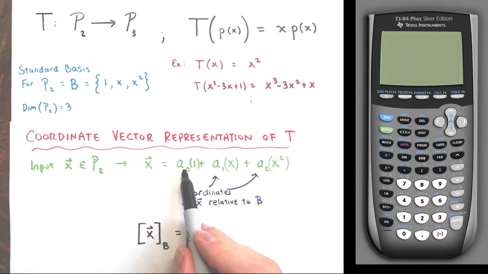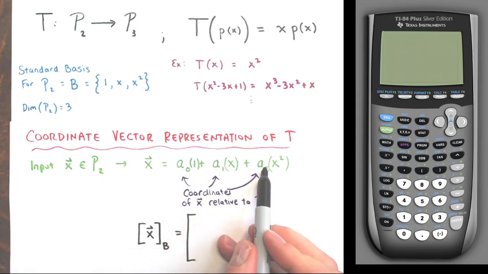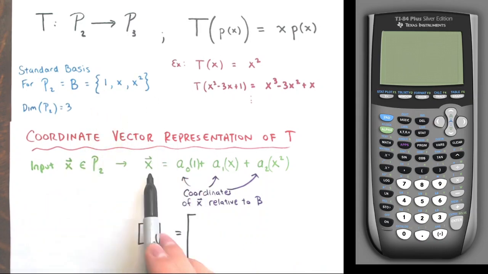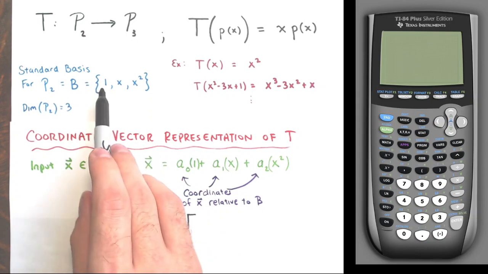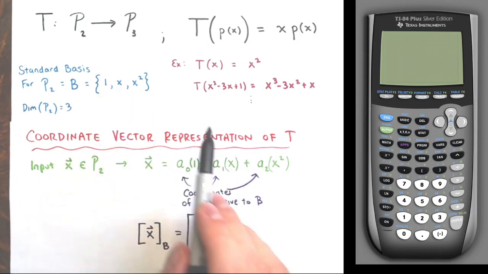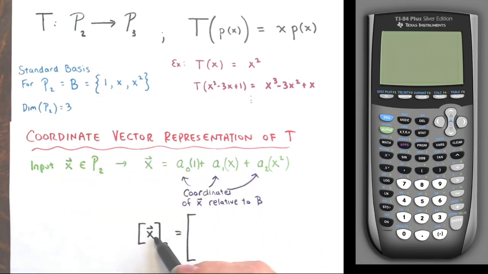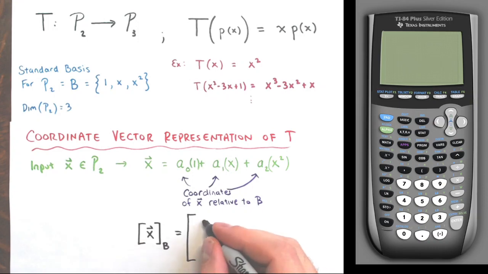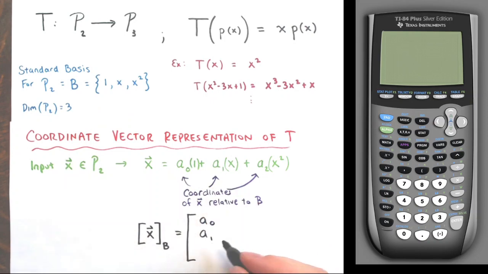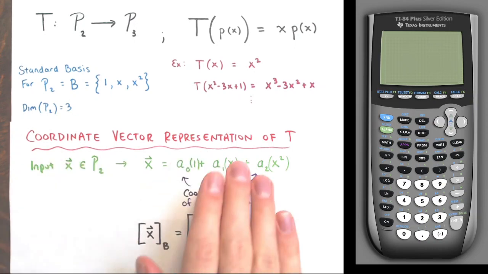Where again I just put the weights of the linear combination of these three basis vectors that make x. I put them in the same order that the basis vectors come in, so the coefficient of 1 first, then x, then x squared. So the coordinate vector of x relative to basis B is going to be a0, the coefficient of 1, then a1, the coefficient of x, and then a2, the coefficient of x squared. This is going to be my input when I change it to its coordinate vector representation.